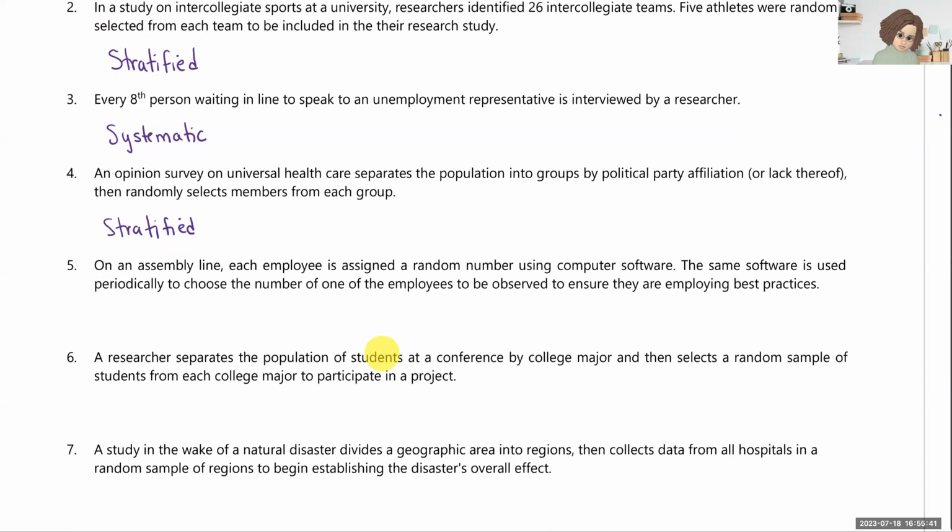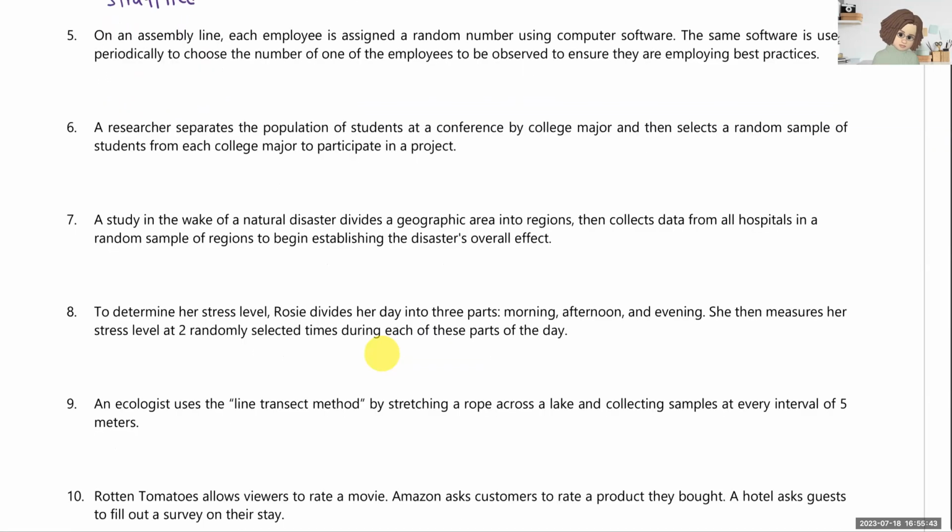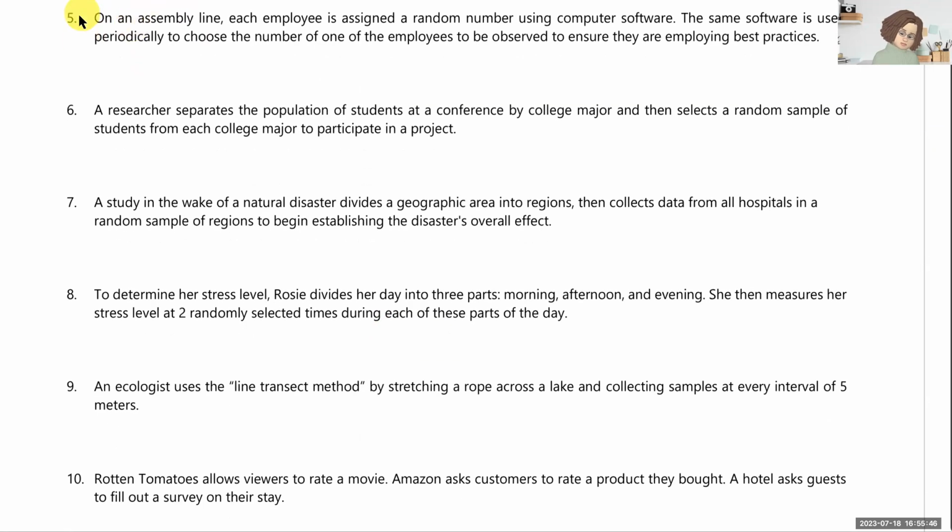And then number 5, scroll up here, number 5. On an assembly line, each employee is assigned a random number using computer software, and then that same software is used to periodically choose the number of one of the employees to be observed to ensure they are employing best practices. All right, so in this case, no mention of grouping and no interval. They just have all employees, and because the computer will be picking one at random, all employees have the same chance of being selected. So this is our classic random sample.